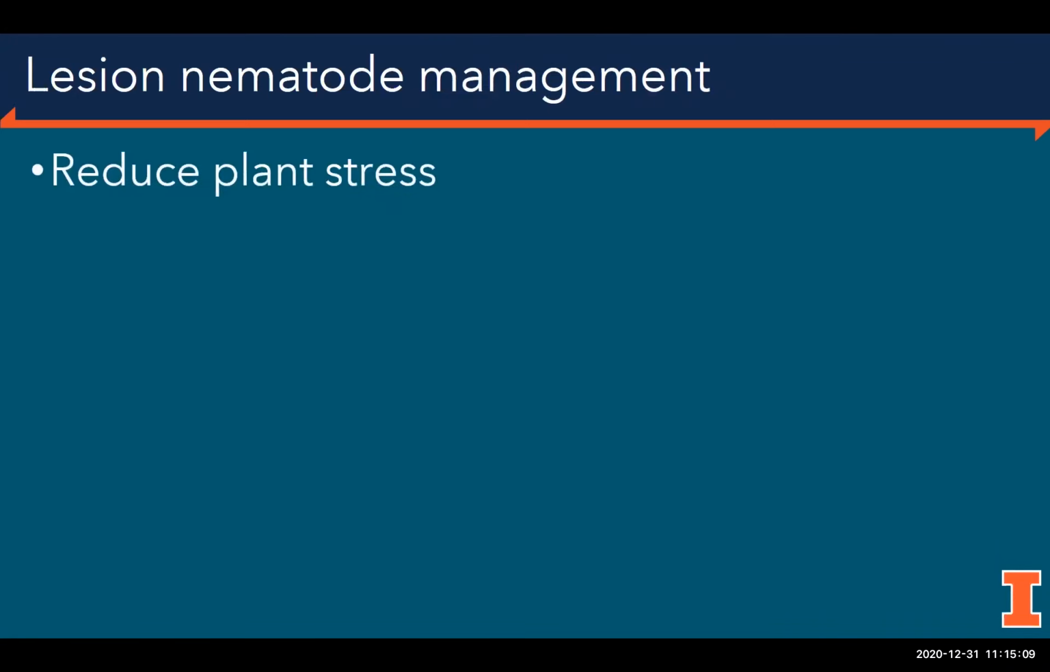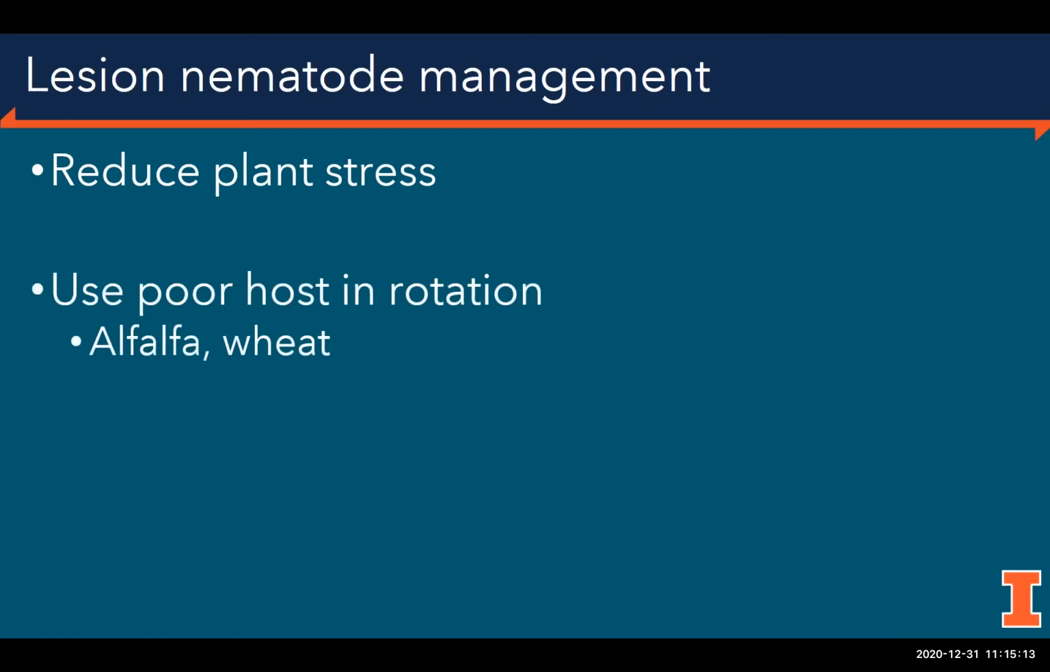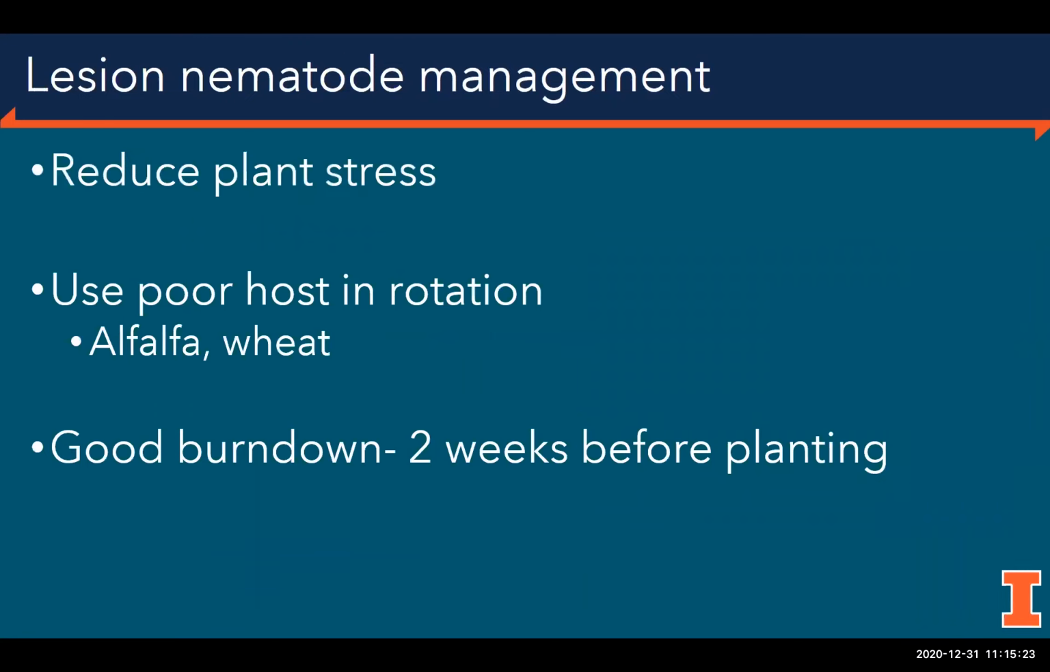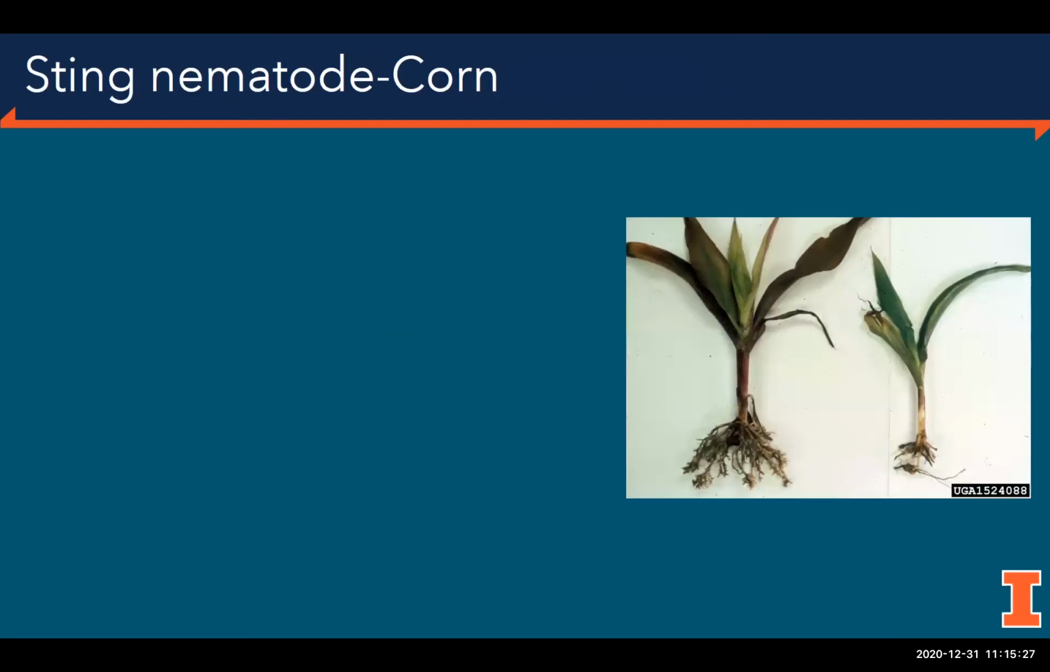In terms of managing lesion nematodes, because they do have a wide host range and there's so many species out there, rotation isn't really a great option, but there are some poor hosts. Alfalfa and wheat are usually poor hosts. Again, burn down and anything you can do to reduce plant stress will help with these.